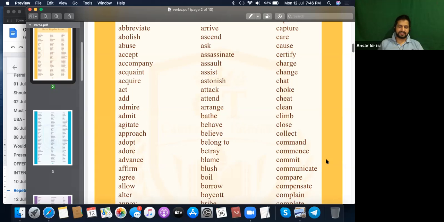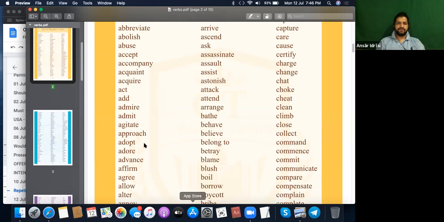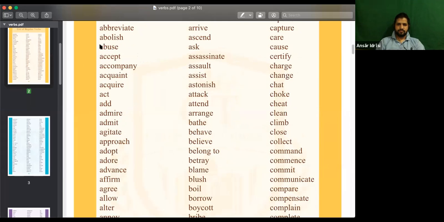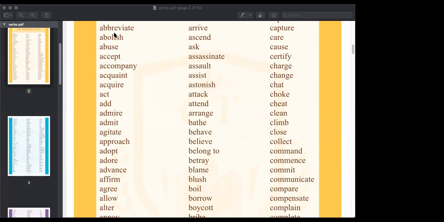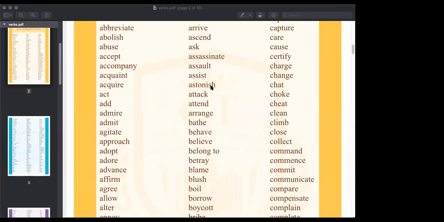Very good. Next. I used to believe. Did I used to believe? I didn't used to believe. Next. I used to ask her. Did I used to ask her? I didn't used to ask her. Next. I used to capture pictures. Did I used to capture pictures? I didn't used to capture pictures. Next.